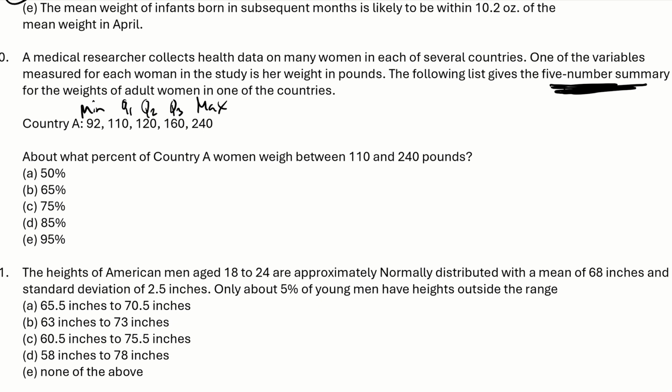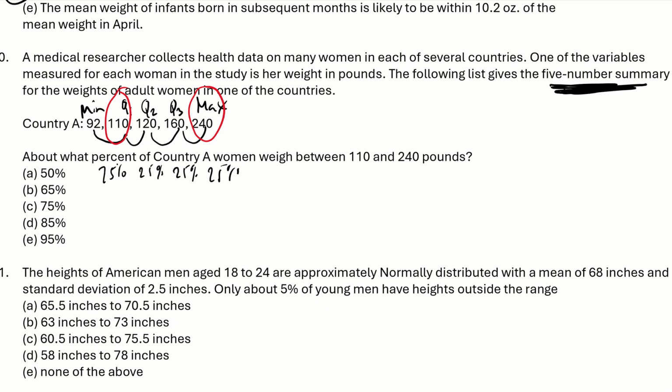Now, in the box plot or in a 5-number summary, from here to here is 25%. From here to here is another 25%. Here to here is another 25%. And from here to here is another 25%, for a total of 100. Okay, so here it's asking what percentage are between 110 and 240. So between here and here.